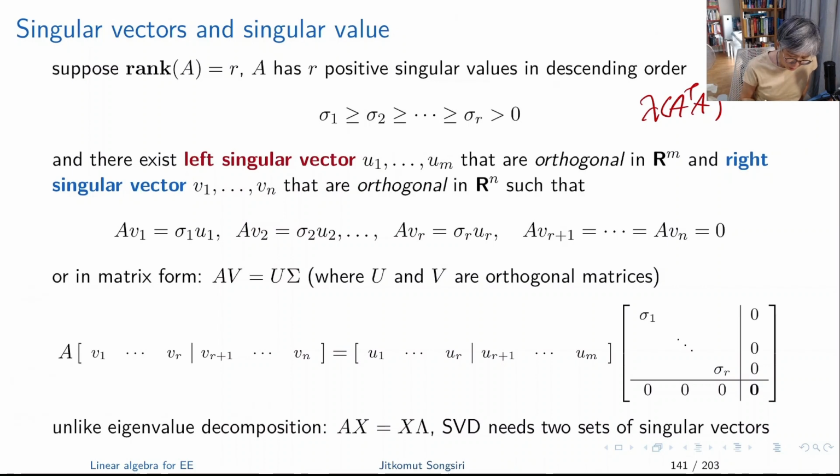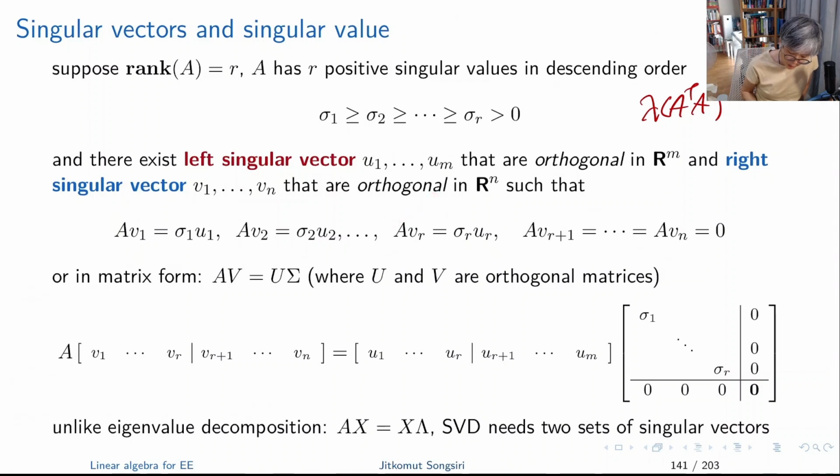Suppose you have vectors u, called left singular vectors, that are orthogonal in Rm. And suppose we are able to find v1 through vn that are orthogonal in Rn, such that these conditions are satisfied. It says that AV1 equals sigma 1 U1. So U1, the left singular vector, is actually the image under the transformation A. AV2 equals sigma 2 U2, and so on up to AVR equals sigma R UR.